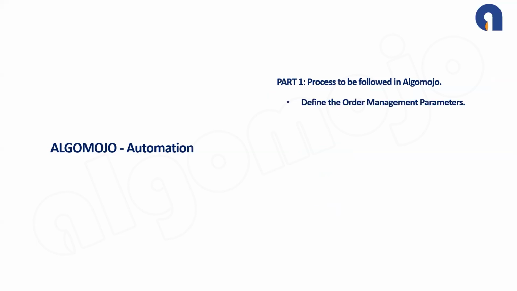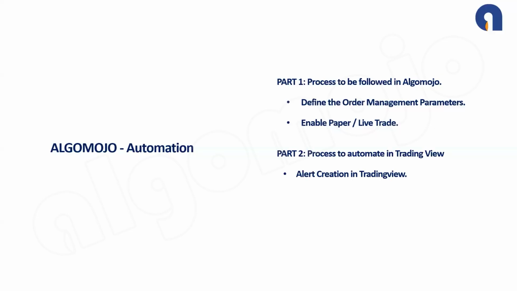Now, before getting into automation, we will look at the platform. In terms of automation, it's a two-step process. One is there are certain things to be done in the Algomojo platform itself, and the next step is to go into your charting tool and do the setup. In the first step you define what it is that you want to trade, and once you have made that decision and set it up in the Algomojo platform, you enable paper trade and live trade, and then get into TradingView or Amibroker and do a small setup. So whenever the signals are generated in these charting platforms, those will get executed.